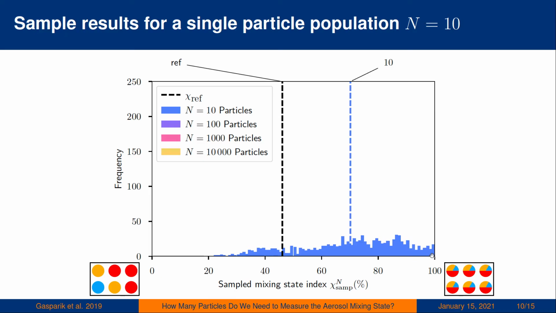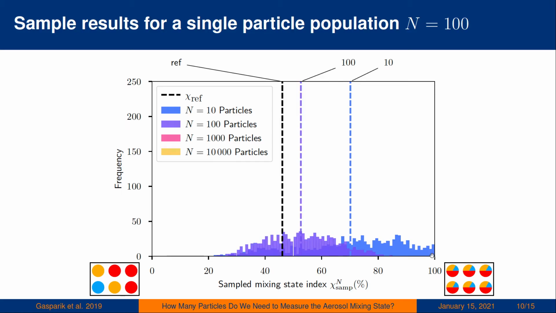Ranging from about 20 to fully internally mixed. And the average is at about 70%. So if you only measured a small number of particles, you might think the mixing state is 70% if you repeated it multiple times. If you did it only once, you'd think it's somewhere between 20 and 100%, and you would have this huge amount of error.